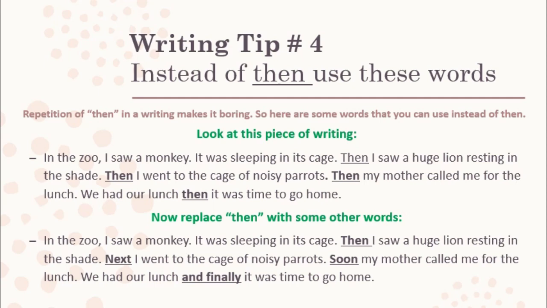In the zoo, I saw a monkey. It was sleeping in its cage. Then I saw a huge lion resting in the shade. Then I went to the cage of noisy parrots. Then my mother called me for the lunch. We had our lunch. Then it was time to go home. Now in this paragraph, you can see we have repeated then again and again, and it sounds boring.